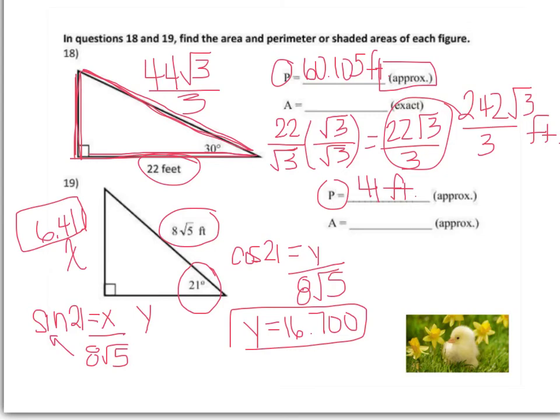And for the area, you multiply 16.700 and 6.411 divided by 2 in your calculator, and you get 53.532. And that's again in feet squared. I guess that's in feet squared too.